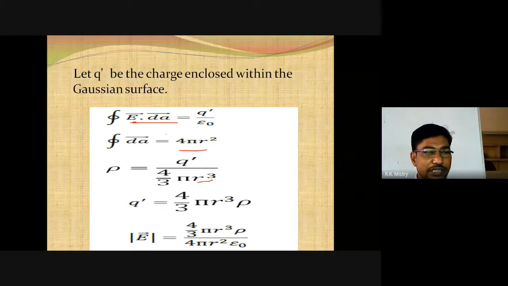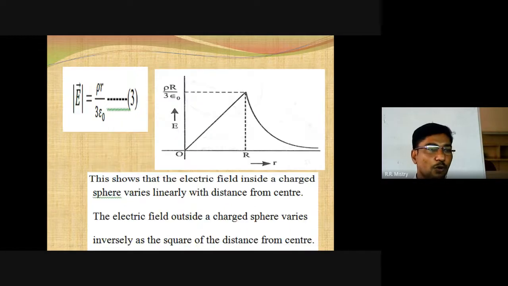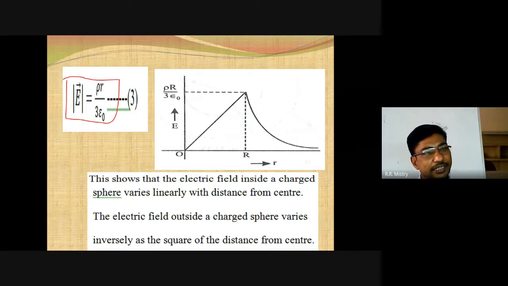Now the mod of E is equal to q dash divided by epsilon naught times 4 pi r square. The 4 pi cancels, the 3 remains, and r cube and r square cancel. Therefore the only thing that remains is that mod of E is equal to rho r upon 3 epsilon naught. This is the magnitude of the electric field intensity inside the sphere at a distance r from the center of the sphere.